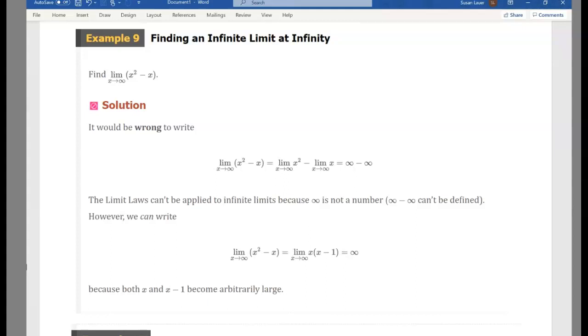Here, if I factor this out, it becomes x times x minus 1. And when it's x times x minus 1 here, then I can put in infinity, and infinity minus 1 is still infinity, so infinity times infinity is infinity. So this becomes arbitrarily large. X squared actually is much bigger than minus x.